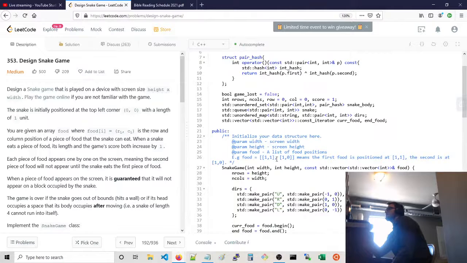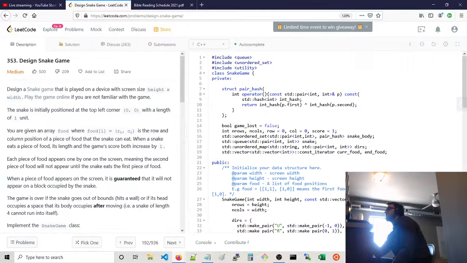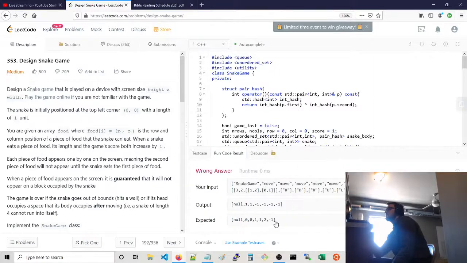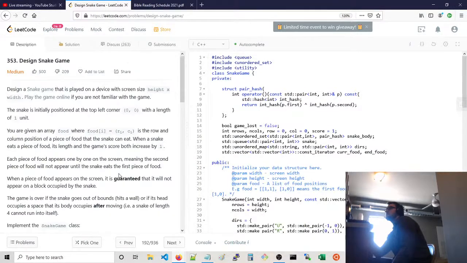So, what happens if we do this? Let's compile. Compiles. So output 1, 1, -1, -1, -1, -1. Okay. Interesting. The score starts off at 0. I take that back. All right. So we actually don't need a score.